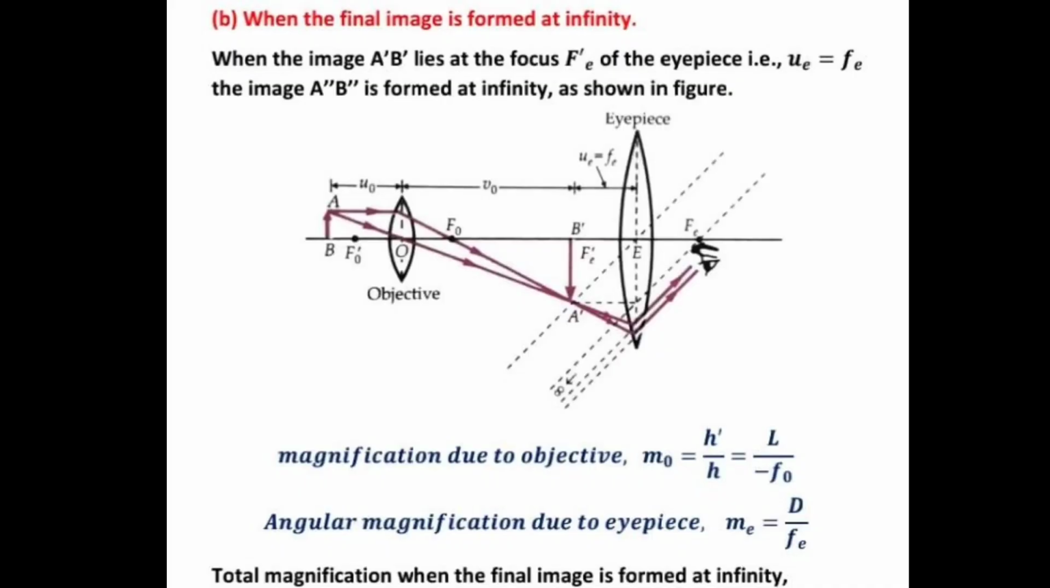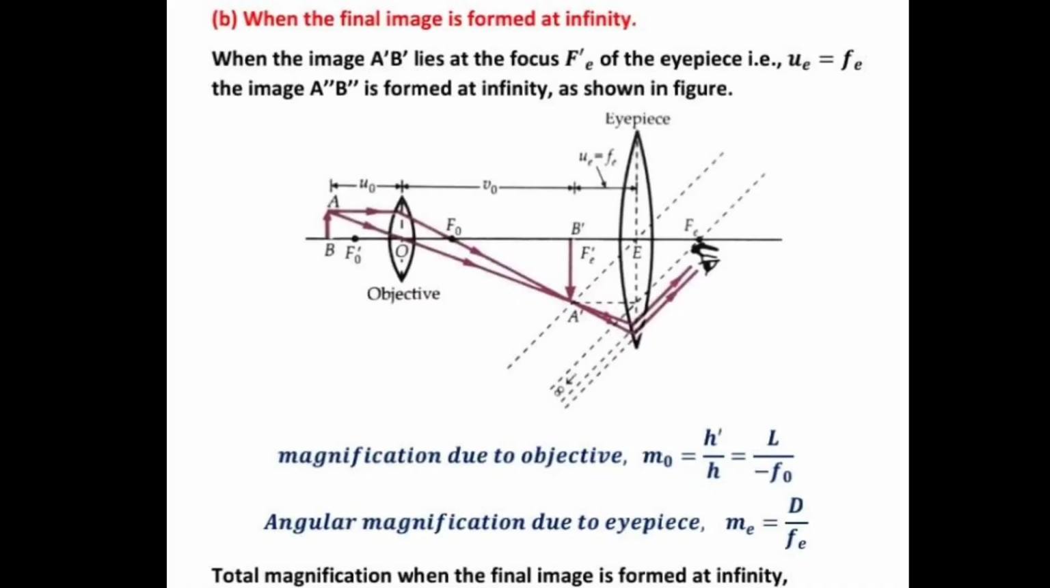Now the second case, when the final image is formed at infinity by a compound microscope. This is possible only when the image A'B' lies at the focus of the eyepiece, that is F'_e. It is clearly observed in the given diagram. And also one more condition, that is u_e is now equal to f_e. So after following these conditions, we get a final image at infinity, and the magnification due to objective, that is m_o, is equal to h'/h, which is further equal to L upon minus f_o.